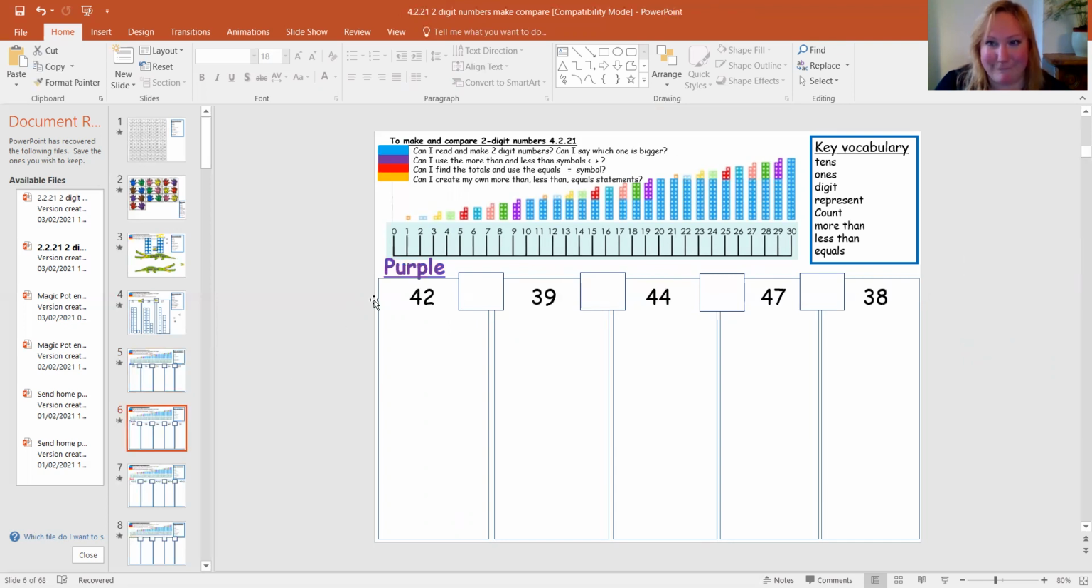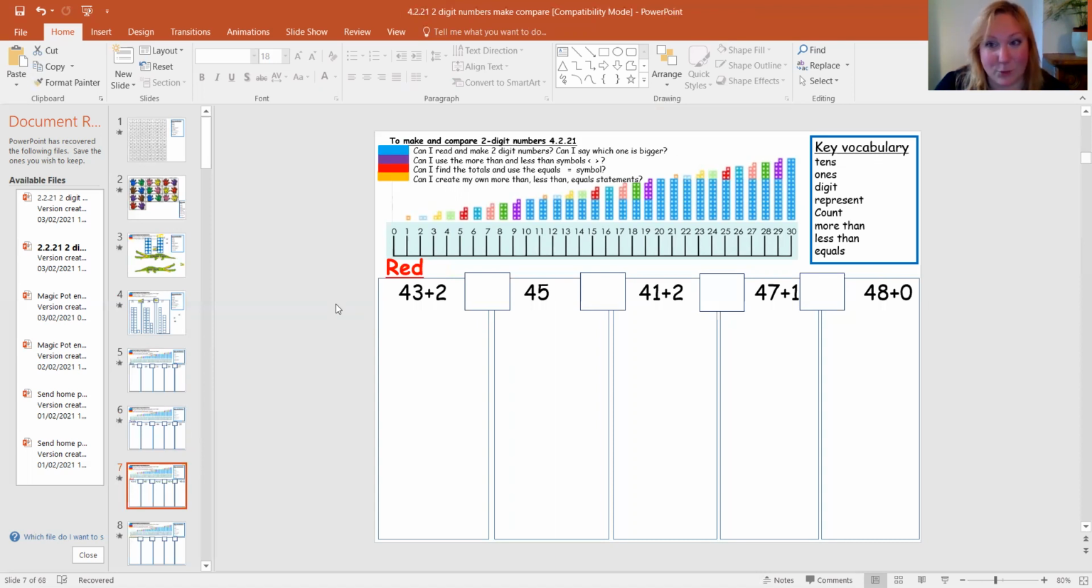Purple level of challenge today. You've got some trickier numbers here. See how you get on. Be careful to think, because I've tried to trick you carefully about the number of tens and ones in each number. The red level of challenge today, again, you're going to be working out what the answer is.